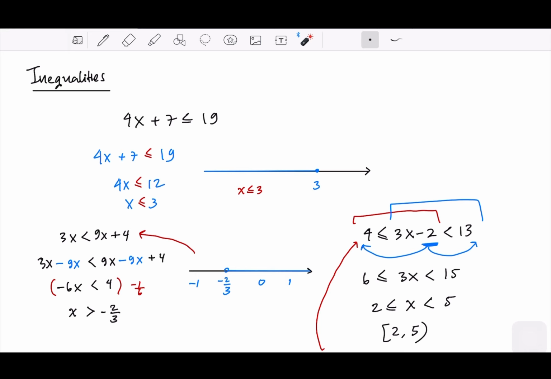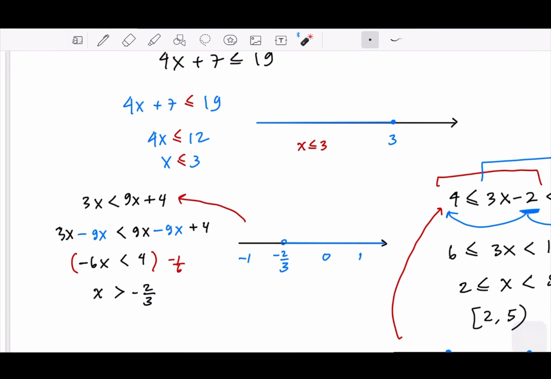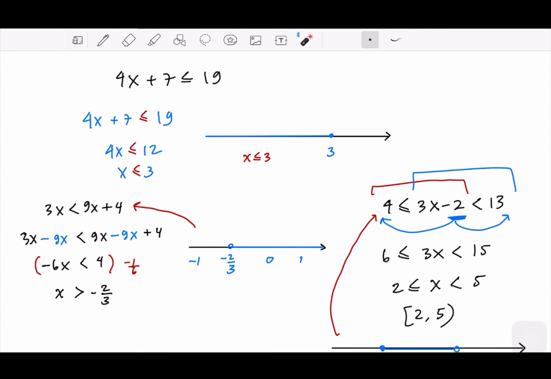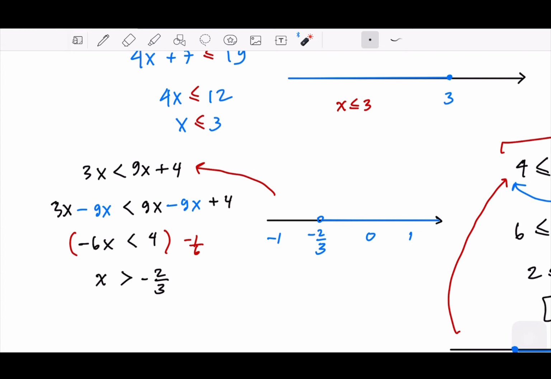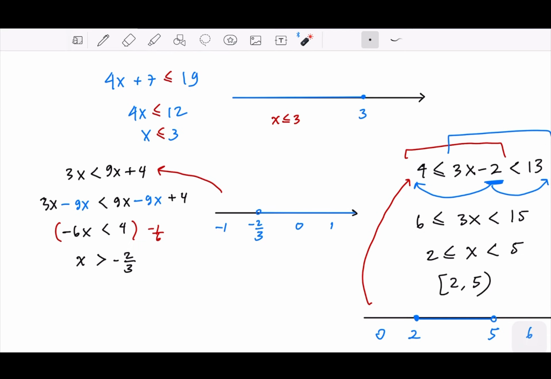Okay. And then we also have, for example, this case here. Whenever you multiply the inequality by a negative, it affects the inequality sign. So less than, multiplied by a negative, becomes greater than. Okay, and you can also check with the number line.